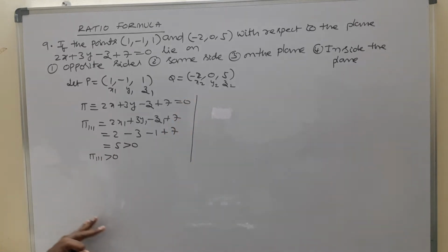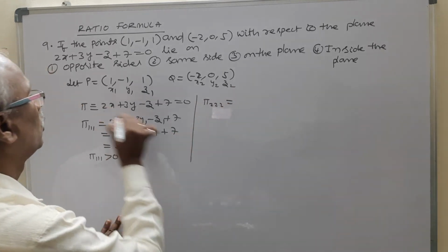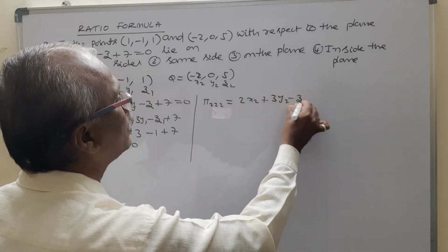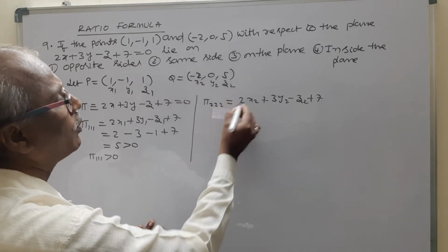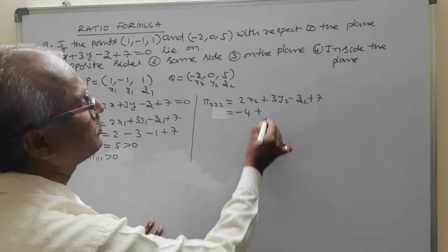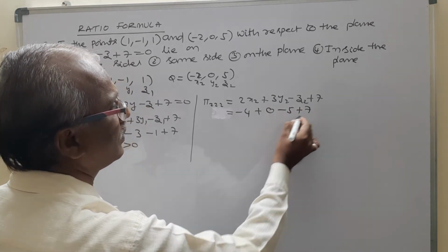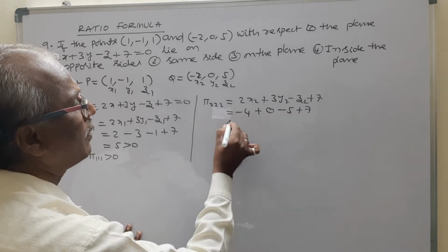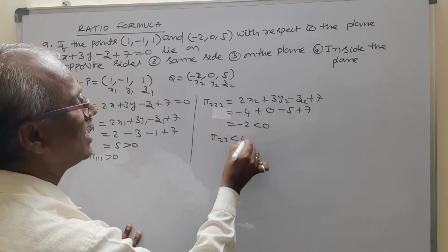Next, to find pi22. pi22 = 2x2 + 3y2 - z2 + 7. Apply the values: x2 is -2, 2 into -2 is -4, y2 equal to 0, 3 into 0 is 0, z2 is 5, so -5, plus 7. Here -4 - 5 = -9, -9 + 7 = -2. This is less than 0. pi22 is less than 0.